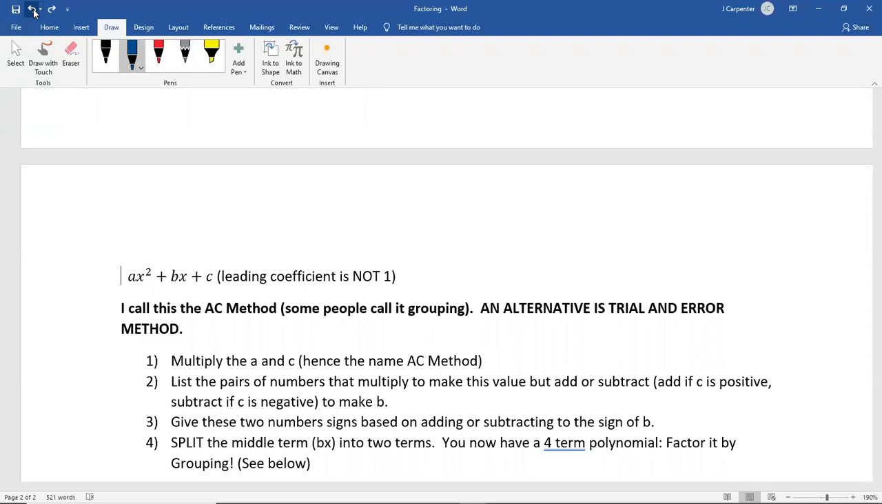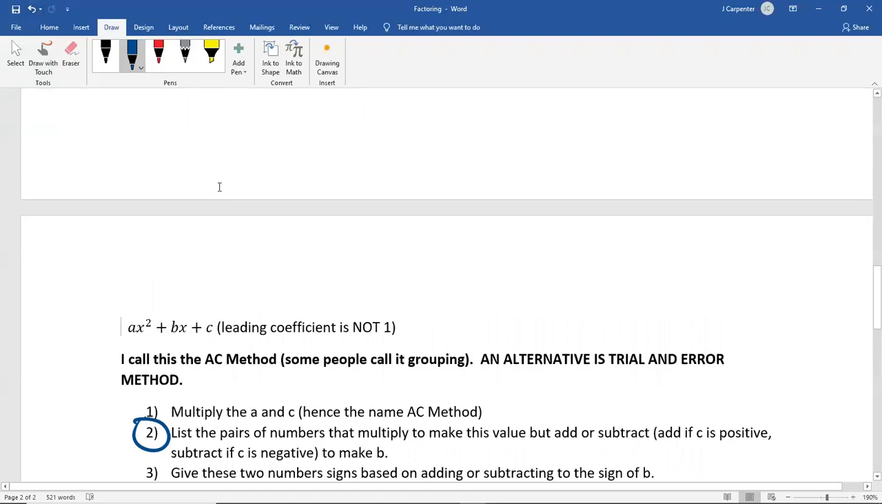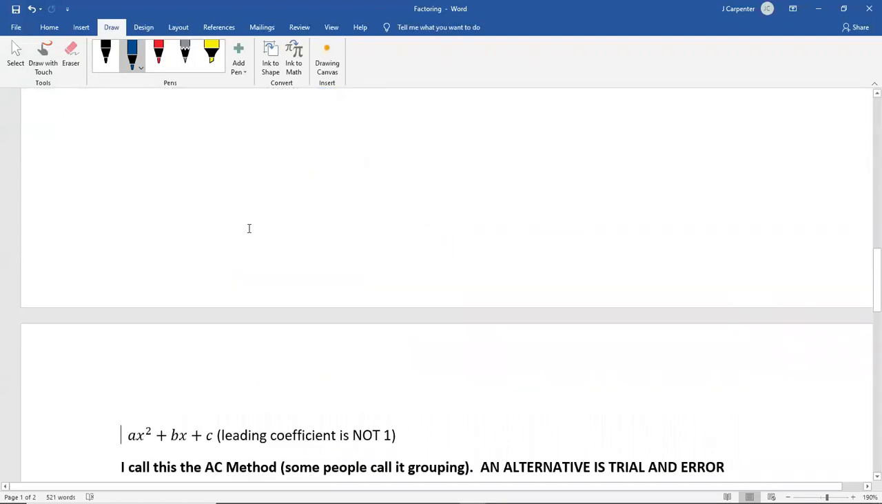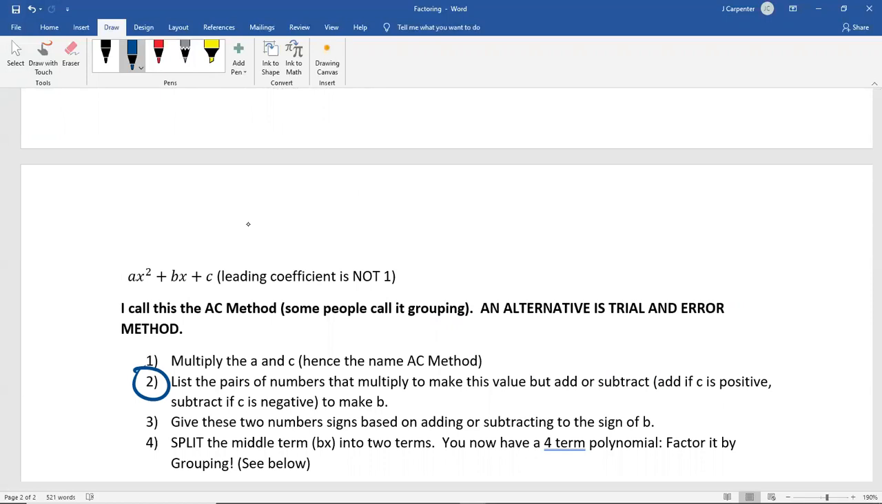Then you list the pairs of numbers that multiply to make this value, but add or subtract, same as before: add if it's positive, subtract if it's negative, to make B. This step is literally the same as step 1 in the shortcut method. It's just that instead of only using the constant, you have to multiply the leading coefficient and the constant. The shortcut method works in that regard because the leading coefficient is a 1, so 1 times the constant will always be the constant. So this is the exact same thing we did before.